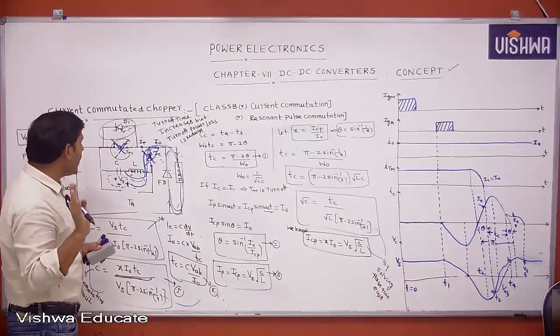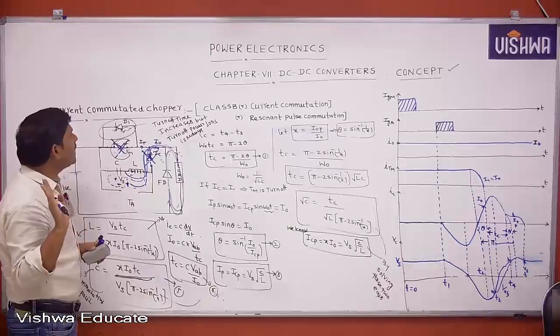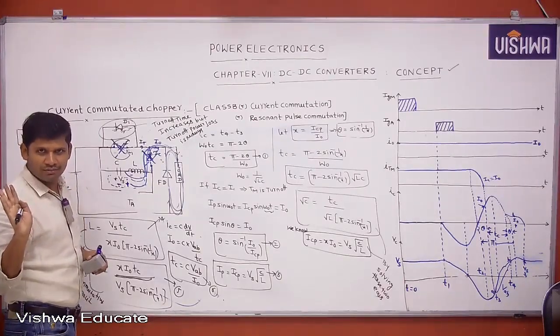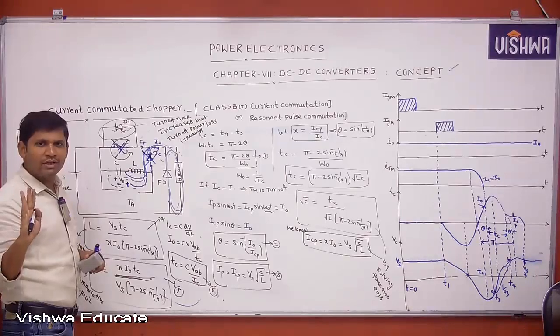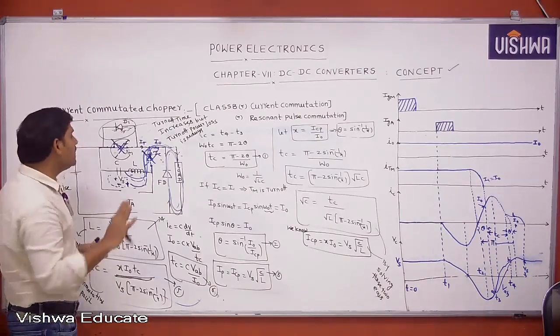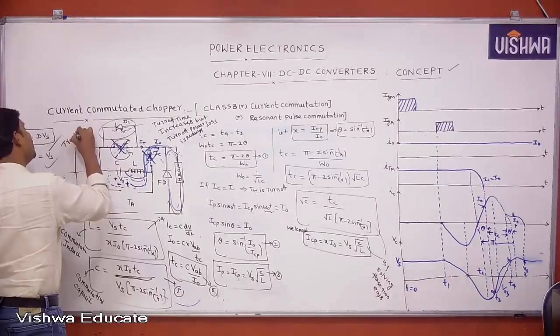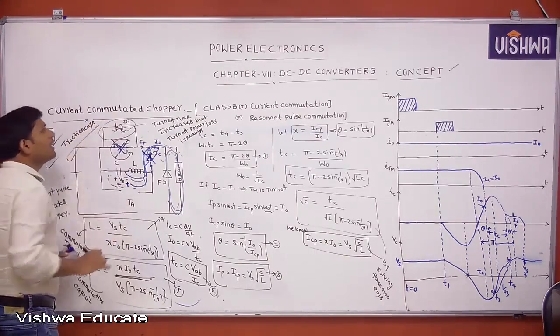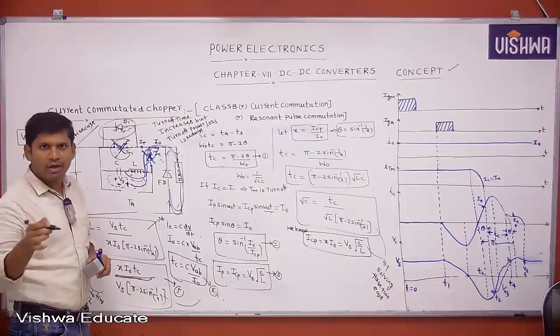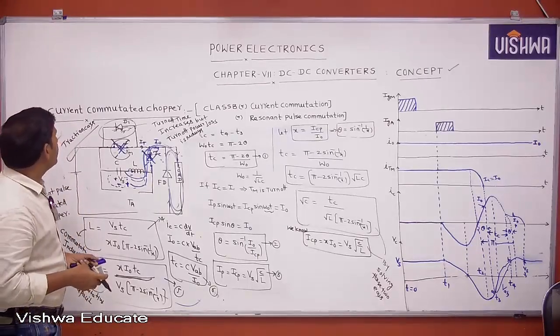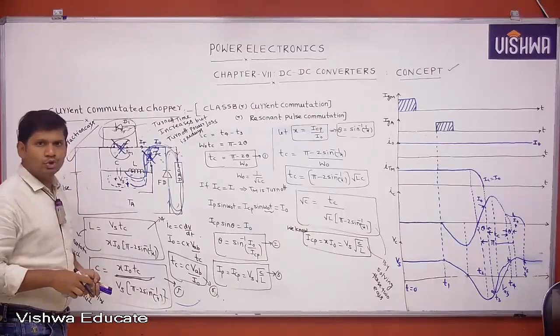One more point. One of the main applications of the current commutated chopper: because of effective commutation and effective control, this chopper is used in traction cars. The current commutated chopper is used in traction cars. That point also you remember. Clear? This is about in detail what exactly the current commutated chopper is.